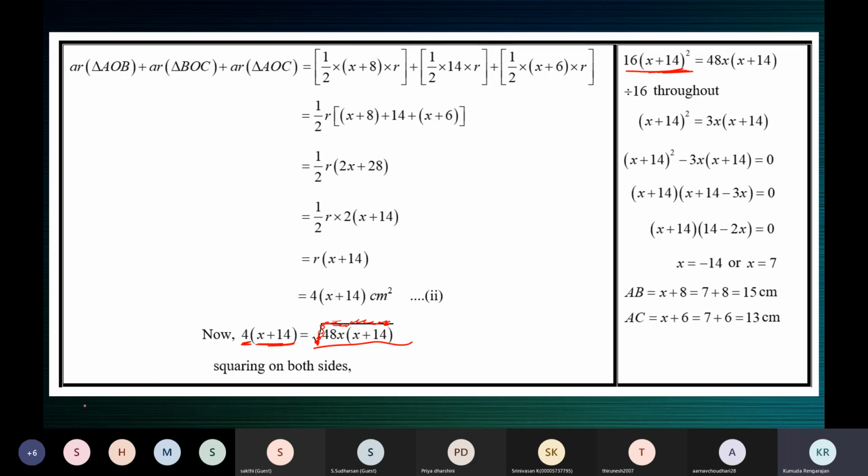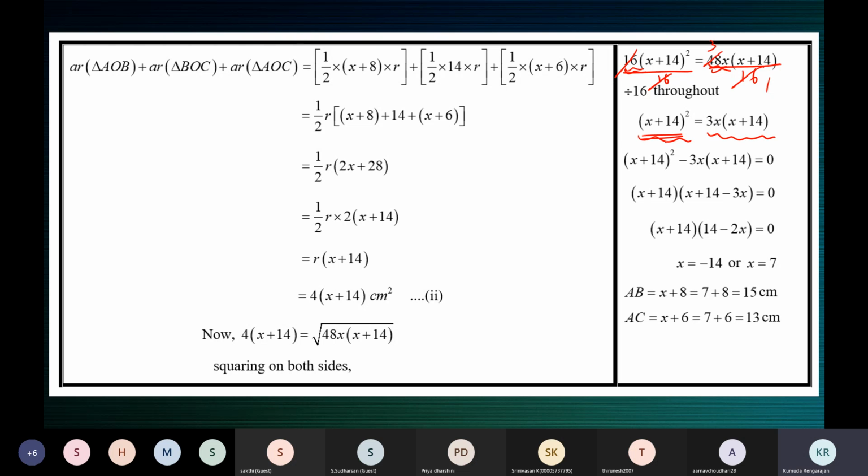Now how do we continue working? You can see that there's 16 here and this is 16 threes. So you can divide by 16 throughout. 16 and 16 cancel, leaving x plus 14 the whole square. And 16 ones are 16 threes, so 3x into x plus 14. So you get x plus 14 the whole square is equal to 3x into x plus 14.